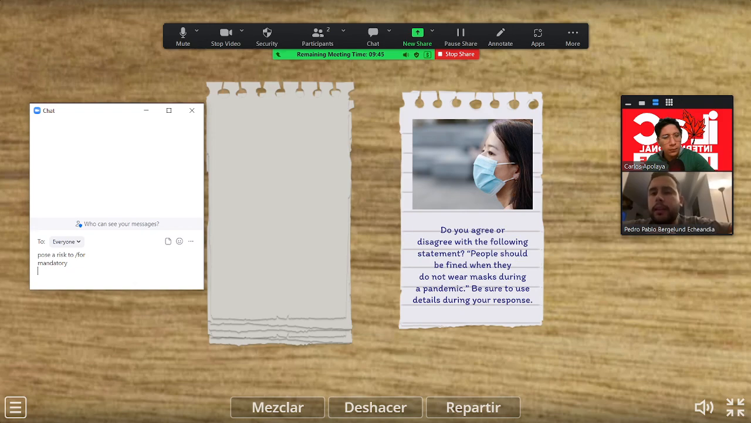Then I think that a fine could be a very drastic... I don't know how to say sanción or like a punishment, punishment, sanción. Yes, a very drastic punishment. I think there are other ways to solve the problem, the problematic. Okay. Okay, just one mistake here.